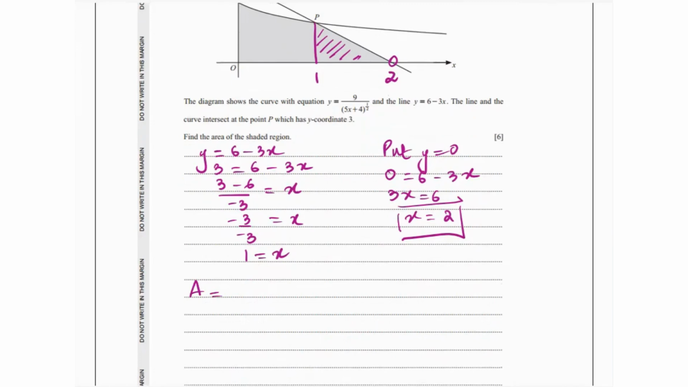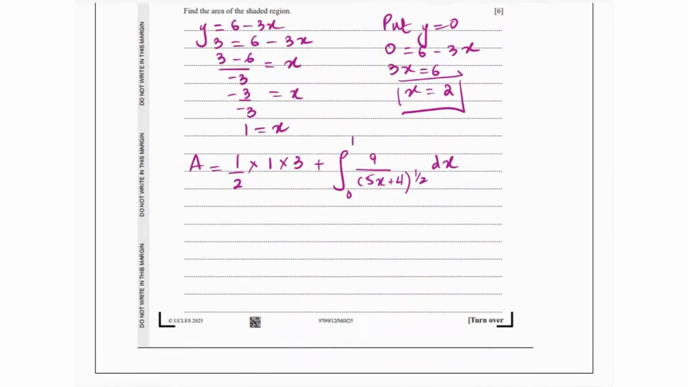So area is going to be 1 over 2 times base, which is 1. This is the base of the triangle, and the height over here was 3. Plus the integral of the curve from 0 to 1, 9 over (5x plus 4) whole power 1 over 2 dx. So this is going to be 3 over 2 plus, for the integral, we will bring the bracket in the numerator. So the power becomes negative 1 over 2.